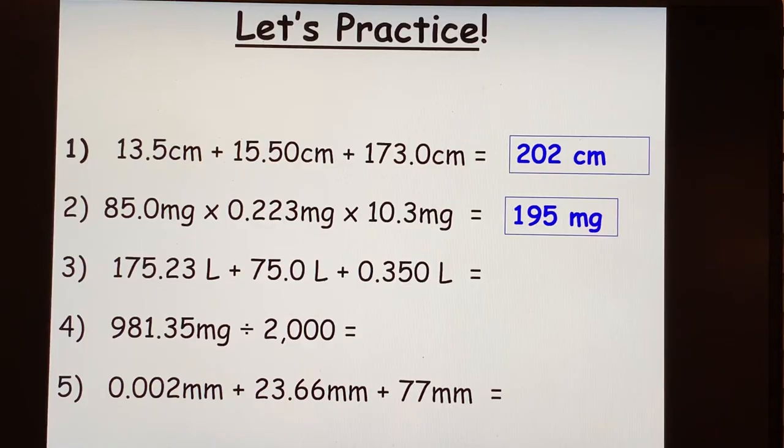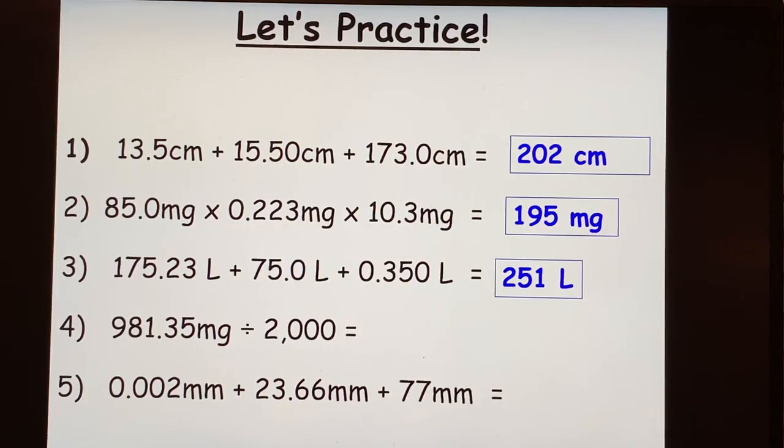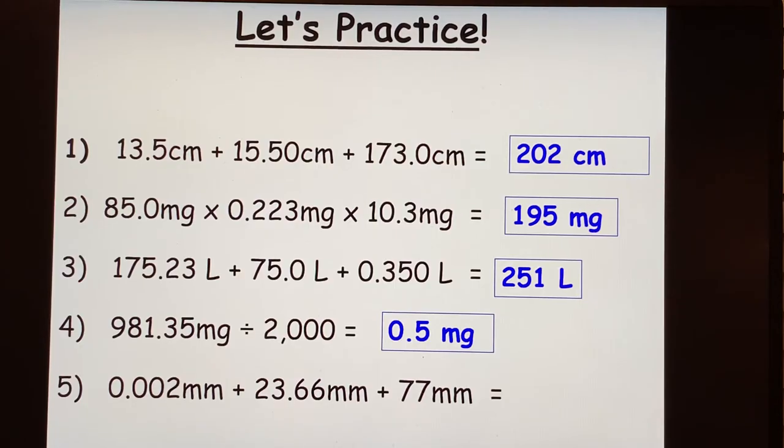Now, number 3, we've got liters plus liters plus liters. And the smallest sig figs is the 75.0, and the 0.350. So your answer has to have three significant figures, 251 liters. Number 4, we're dividing. And the smallest sig figs is what? Good. It's the 2 in 2000. There's only one significant figure. So your answer can only have one significant figure. 0.5, 0.5. The 0 doesn't count, right? Because it's leading.